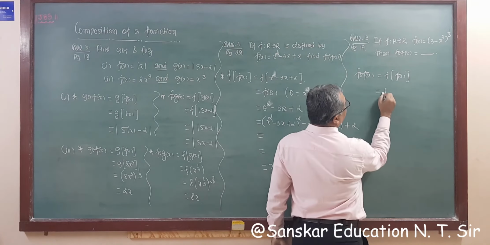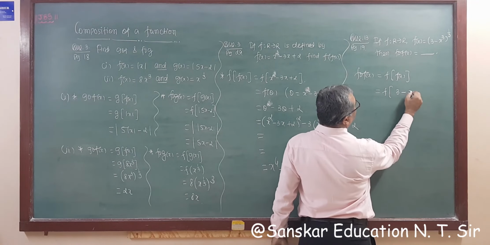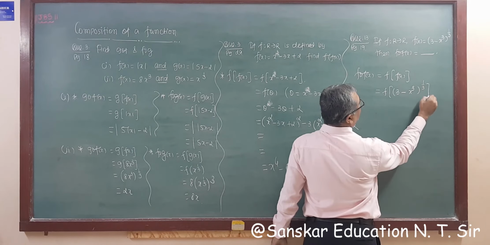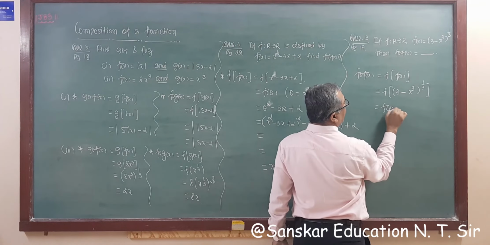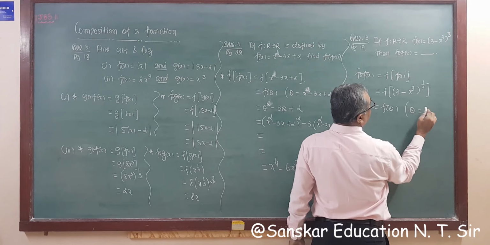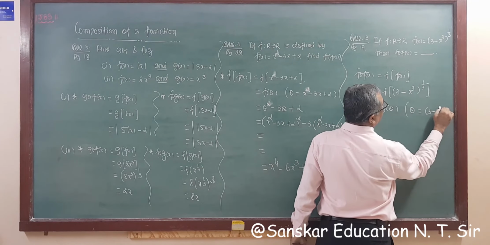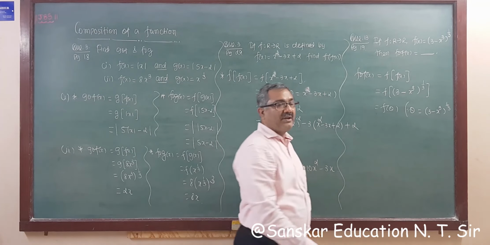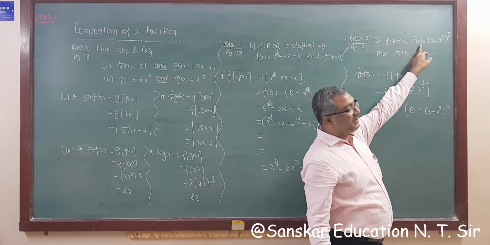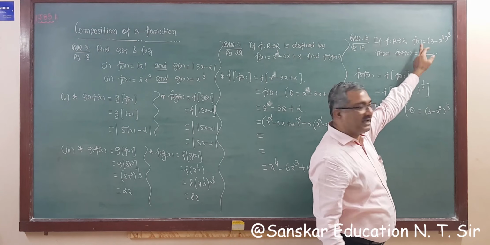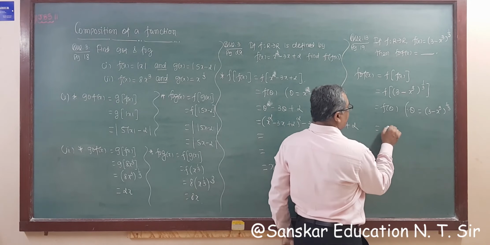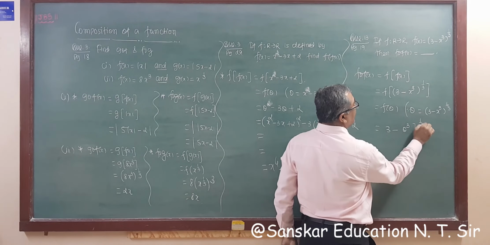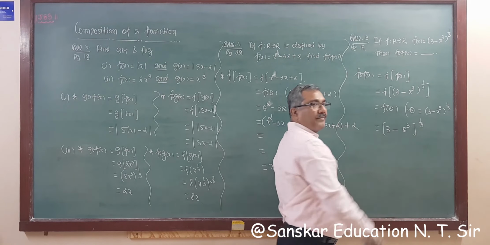So this is f. What is f(x)? It is 3 minus x cube, whole raised to 1 upon 3. So I am writing theta, where theta is equal to 3 minus x cube raised to 1 upon 3. This is theta. Now f(theta), I am writing theta instead of x. So what is my answer? 3 minus theta cube, raised to 1 upon 3. That is the answer. Right?